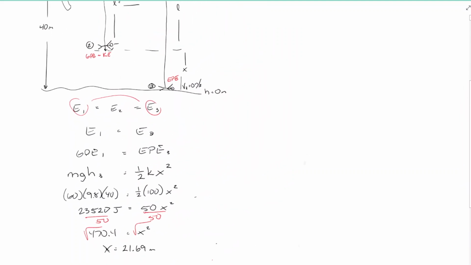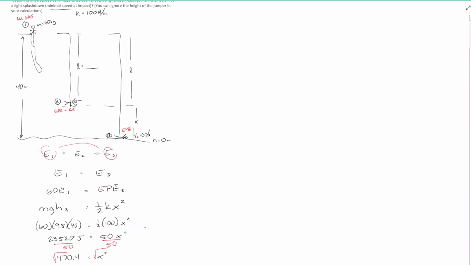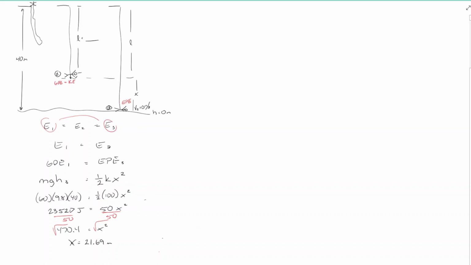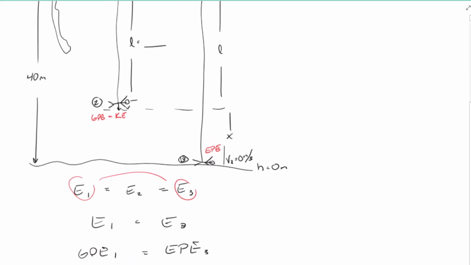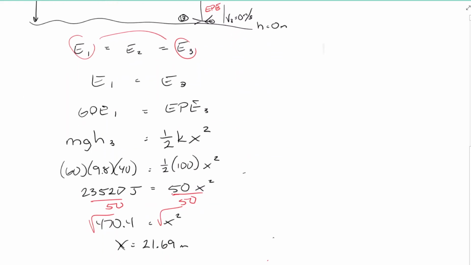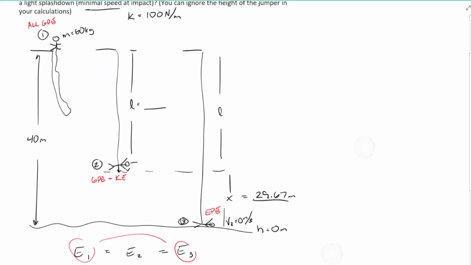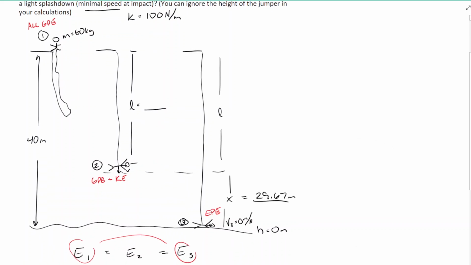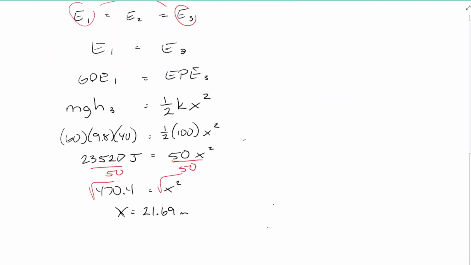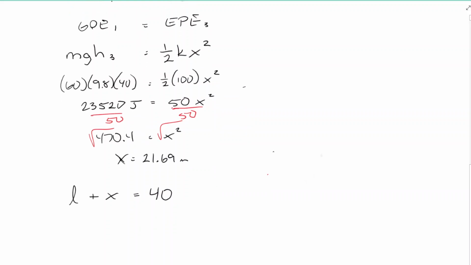All right, well, what does that mean? Well, that's actually not our answer, right? We want L. Well, how do we find L? Well, we now know that x, this distance, is equal to 21.69 meters. Well, what does L have to be? Again, when you draw the picture, it makes it really clear. If the total height is 40, then L must be 40 minus that stretch, right? We know that the length of the unstretched cord plus its stretch has to be exactly 40 meters. That would get us all the way to the bottom.